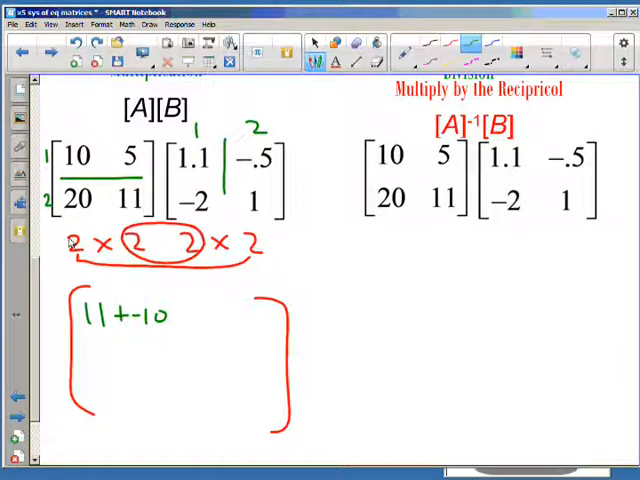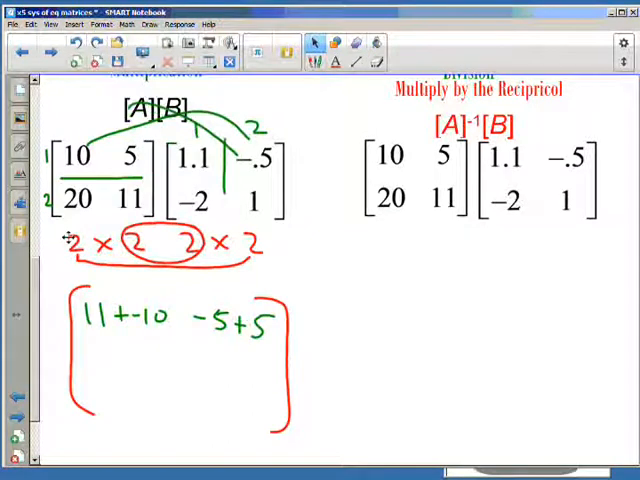Similarly, if I go first row times second column, it'll be 10 times negative 0.5, that's a negative 5, plus 5 times 1, that's 5. And I'll continue with this process for the last 2, and then we should be good to go.